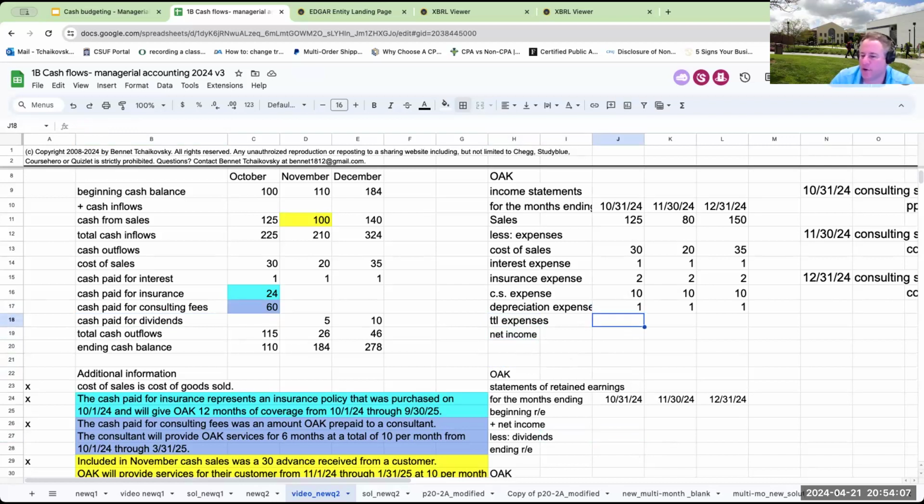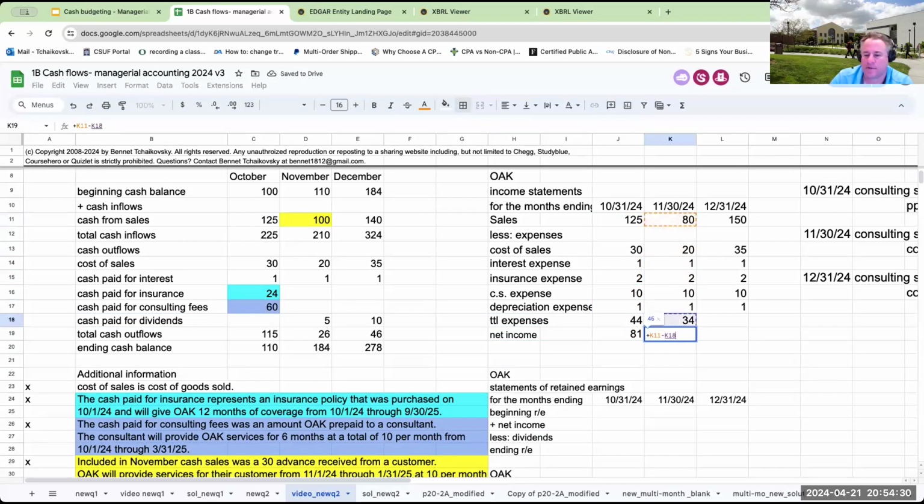So over here for expenses, cost of sales, interest expense, insurance expense, consulting services expense, depreciation expense of 44. So my net income is going to be 81 for the month of November 30th. Total expenses are 34. Ending net income is at 46. Total expenses for the month of December are 49. My ending net income is at 101. So those are my net incomes.